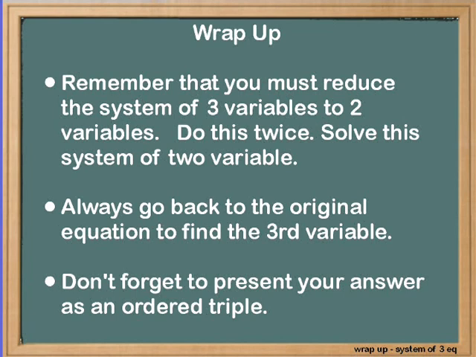In our wrap-up, to solve a system of 3 variables, you're going to go ahead and reduce your 3 variables to 2 variables. Do this twice, and when you do, you'll have a system of 2 variables. Go ahead and solve that. When you want to find your third variable, now it's time to go back to your original equation and find that third variable. Remember, that's only after you found 2 of the 3. And then when you're all finished, don't forget to present your answer as an ordered triple.